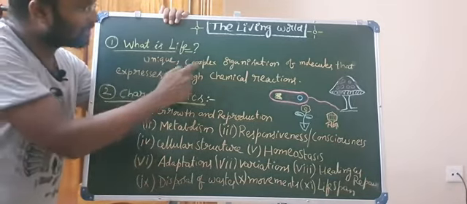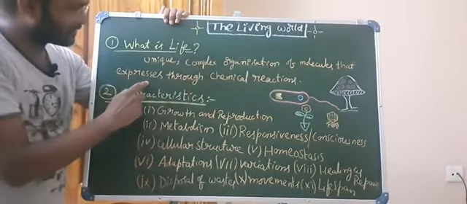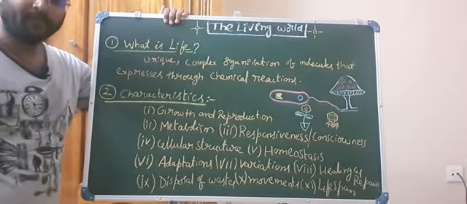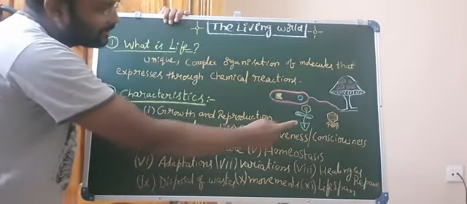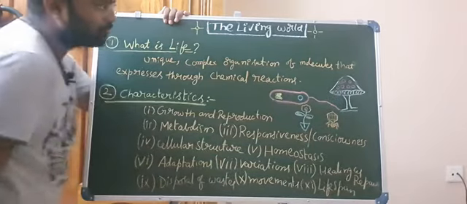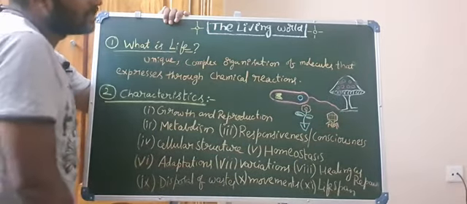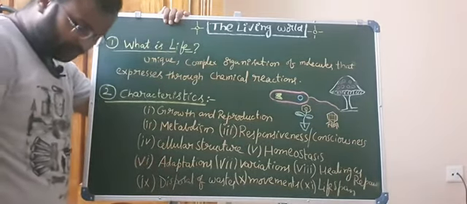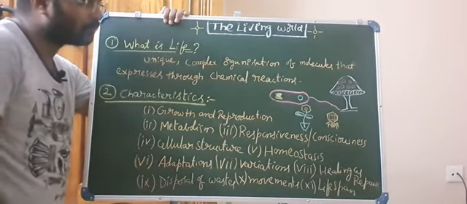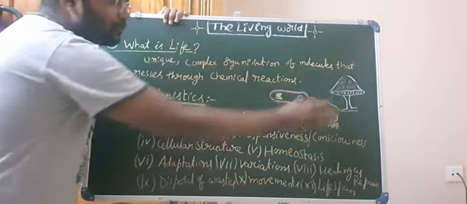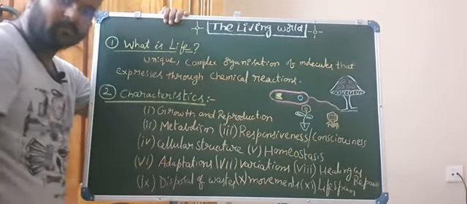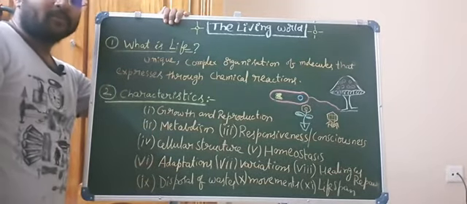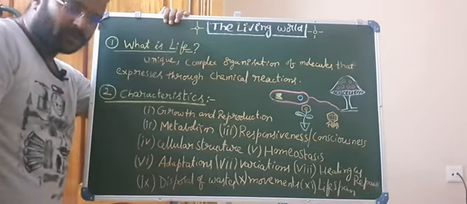A unique complex organization of molecules that express through chemical reactions can be called life, right? Here you can see bacteria, a plant, a virus and a mushroom, many organisms. Bacteria is a unicellular prokaryotic organism. You might have learned from your earlier classes that prokaryotes do not have a proper nucleus. Plants and mushrooms are different organisms, and viruses cannot be defined as true living beings. Sometimes they are considered a connecting link between living and non-living beings.